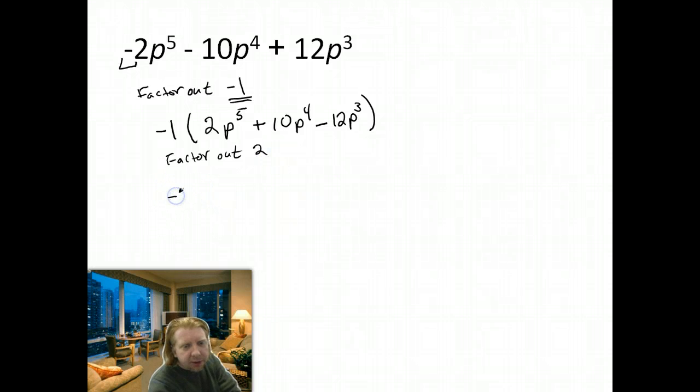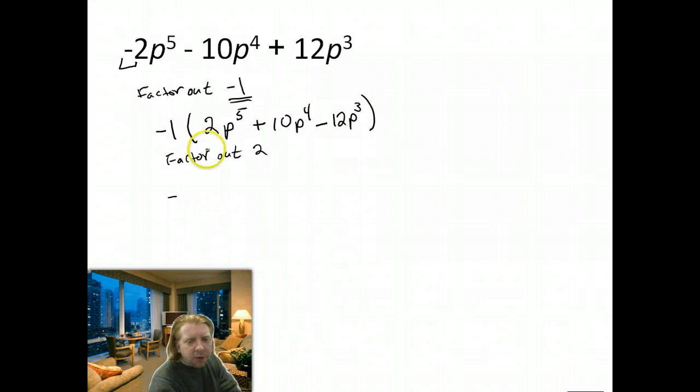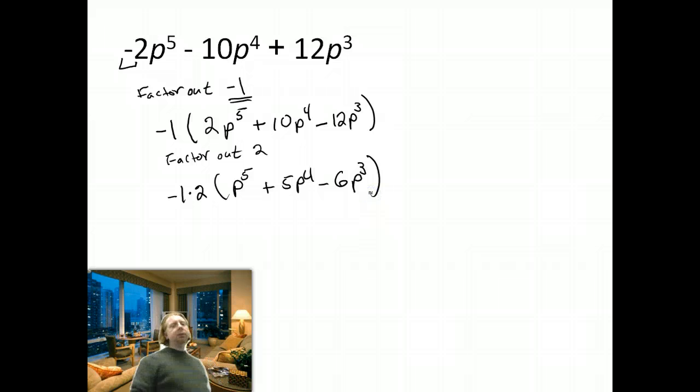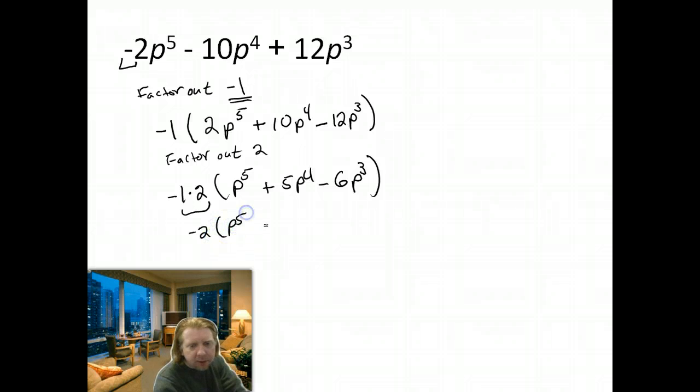So this is now negative. Actually, I'm not even going to write it that way. I'll write it the way I wrote the last problem, which is negative 1 times 2. So there's the 2 I pulled out. That leaves me p to the 5th plus 5p to the 4th minus 6p to the 3rd. And then to clean it up, I'll combine these guys: negative 2 times p to the 5th plus 5p to the 4th minus 6p to the 3rd.